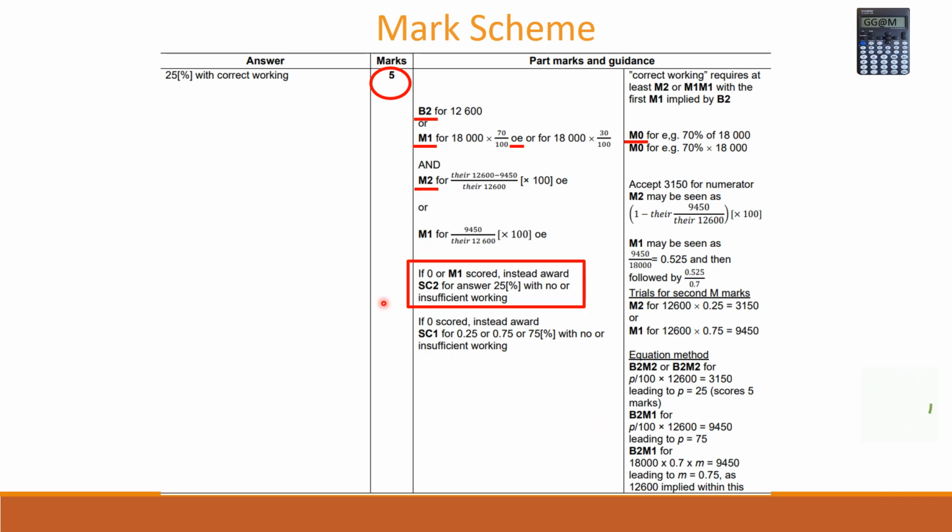It is personal preference as to which way you prefer to do the answer. Just beware, if you just wrote down a final answer, you didn't write down any method marks, and you got the answer of 25%. SC2 means you will get 2 marks awarded for getting an answer of 25 with no or insufficient working. So if your working wasn't good enough or you didn't have any working, you can only get a maximum of 2 marks for the question, even though you got the answer correct. Down here, you will get 1 mark for getting an answer of 0.25, 0.75 or 75% with no or insufficient working. So these are where marks are awarded if you didn't show your working.